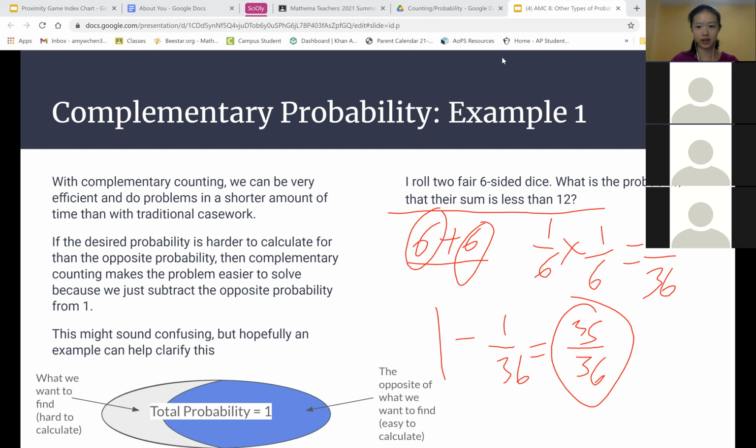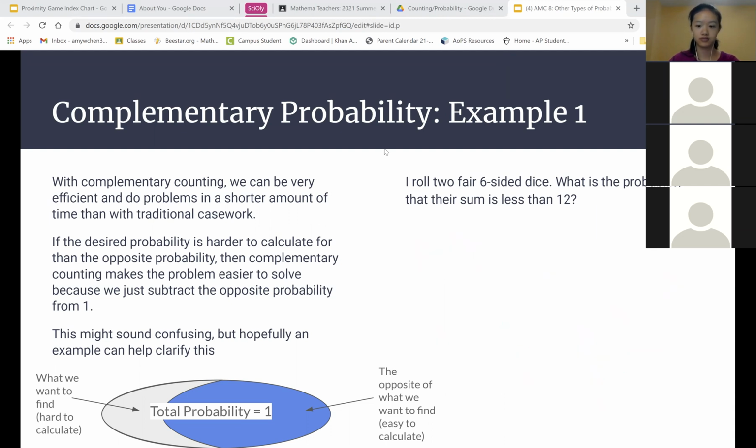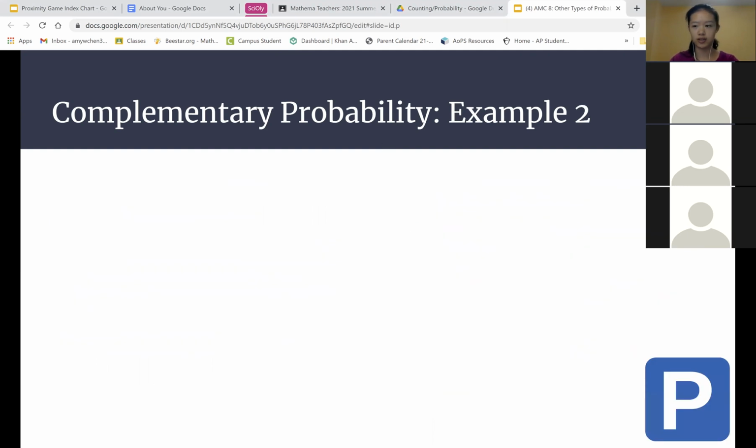Okay, are there questions on how complementary probability works? Okay, let's do another example.